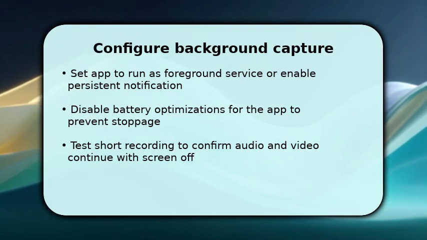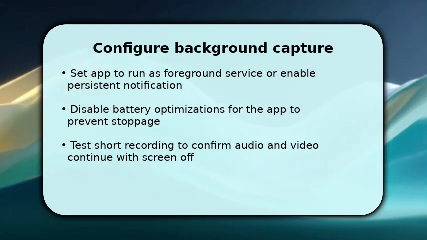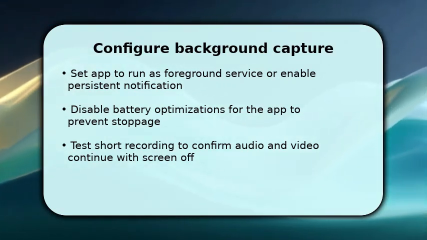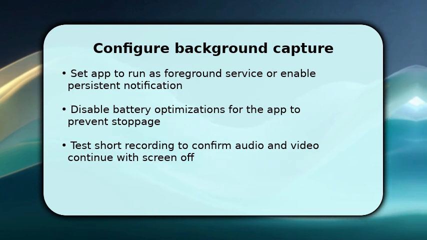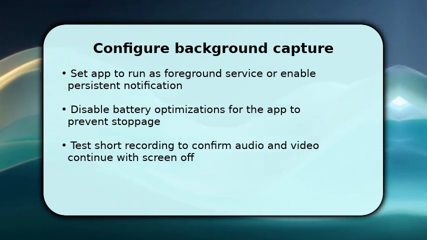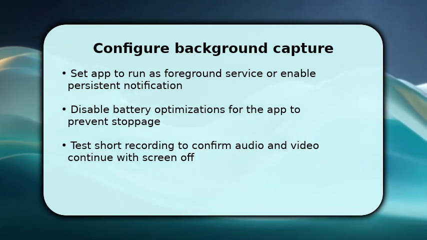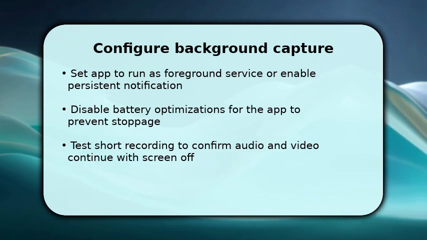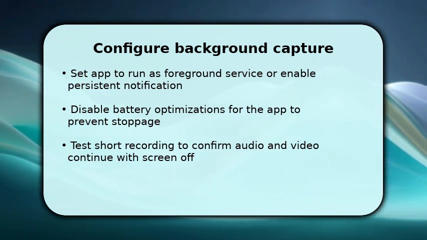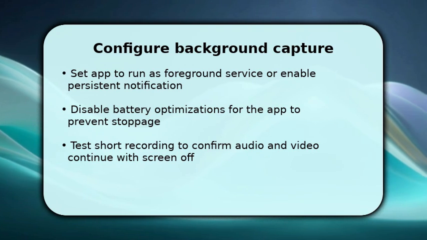Once done with initial start, configure the app to run reliably in background by enabling foreground service or persistent notification. This tells the system to keep it alive. Next, disable battery optimization or add the app to the device's protected list so aggressive power management won't stop recording when the screen turns off.